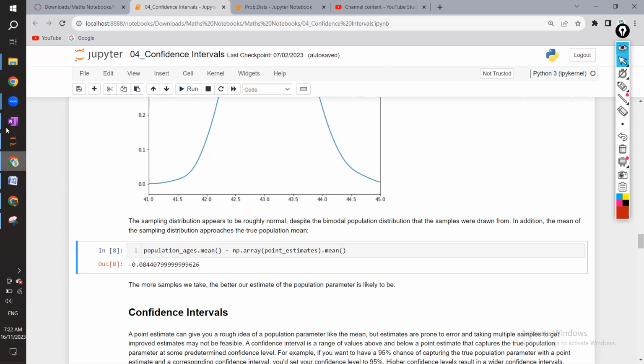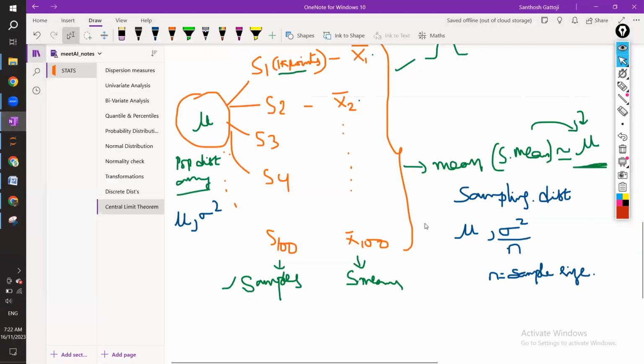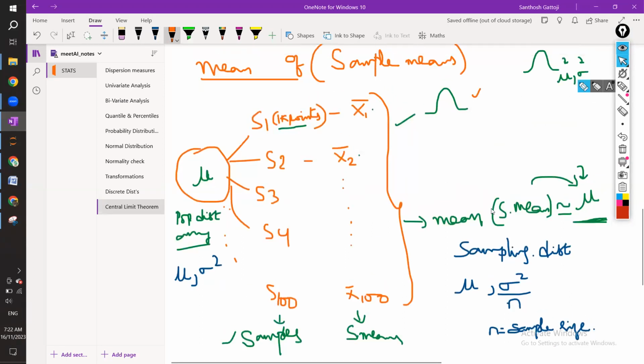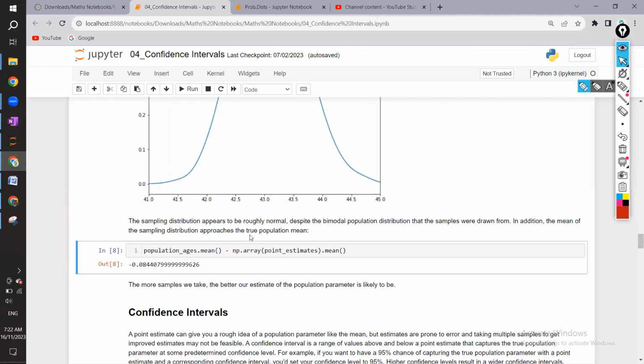Are you convinced with these two statements which you have made? I made one statement that it will follow a normal distribution, and one more statement is that the mean of the sample means follows the population mean. Let me know if you are convinced with these two points. Yes.